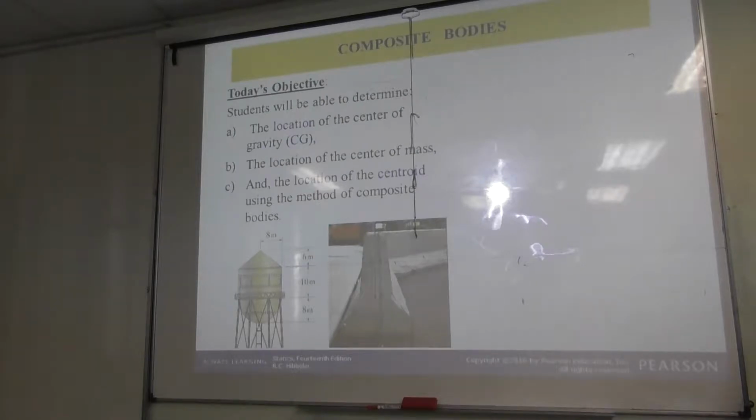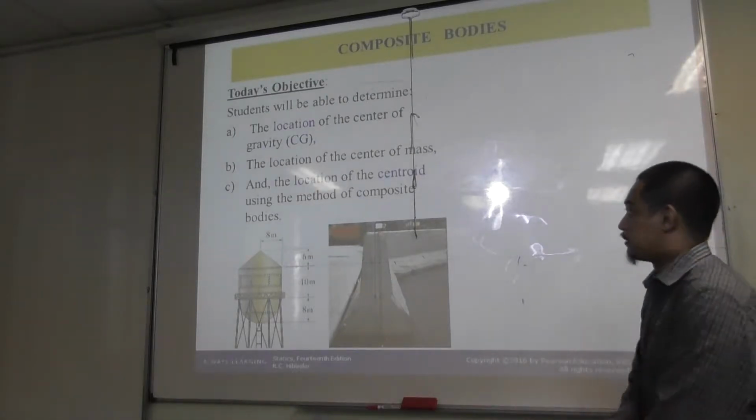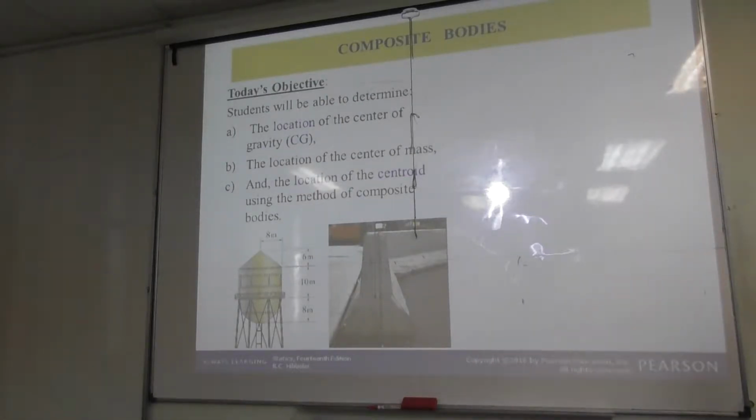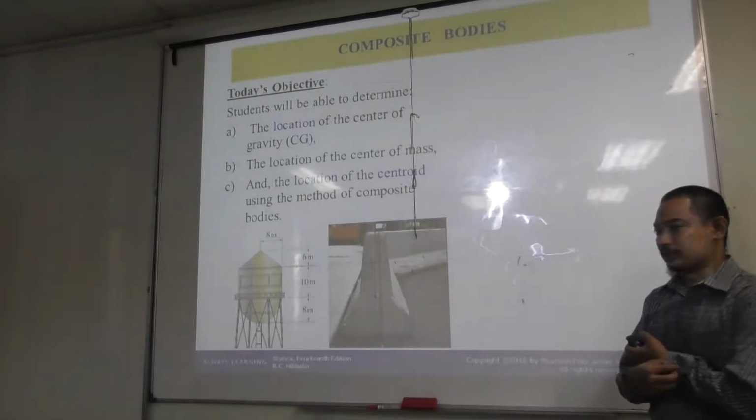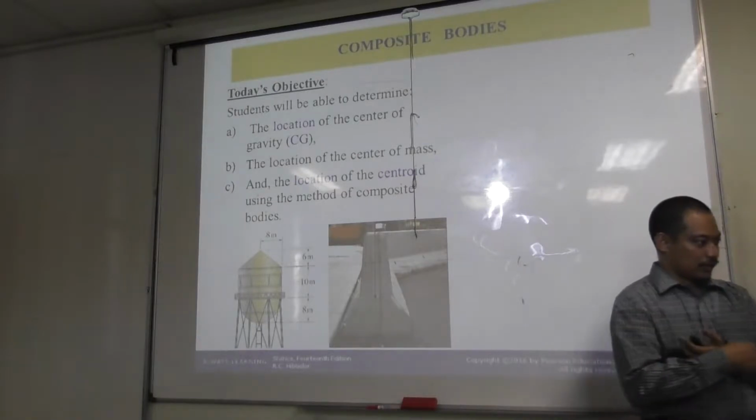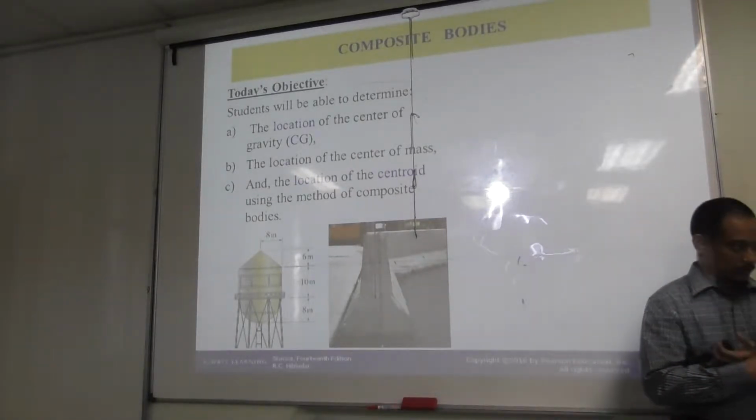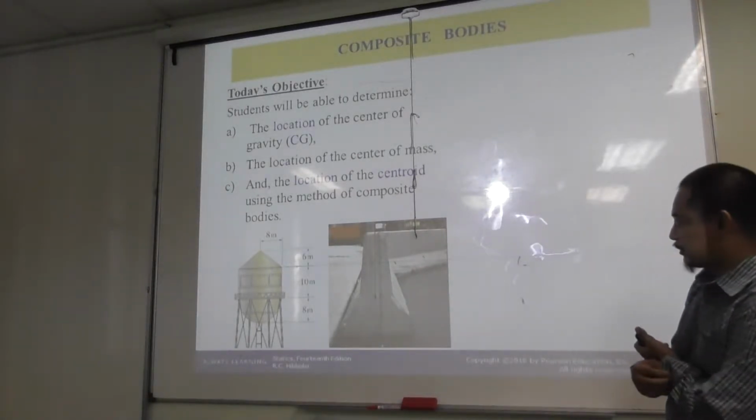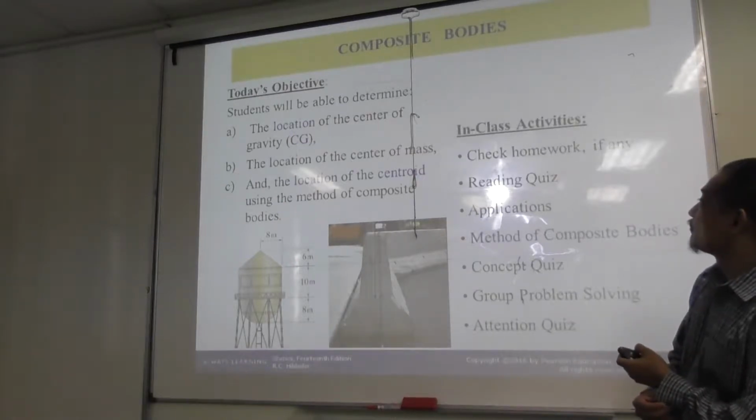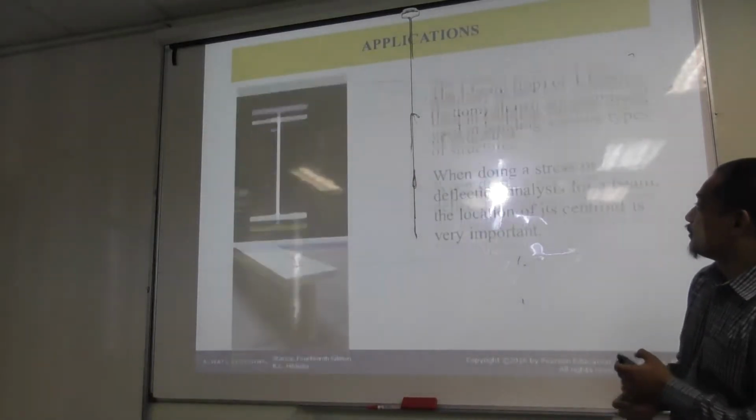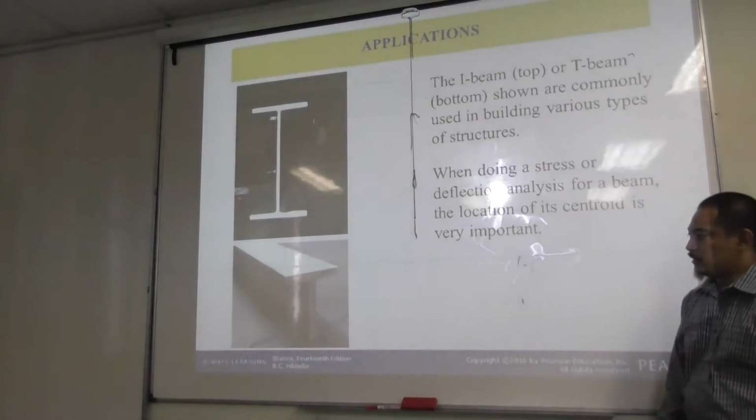Now, the objective for this part is for you to be able to determine again the same thing, center of gravity or center of mass or centroid, but now using the method of composite bodies. What do you mean by composite? I will cover one in a bit.